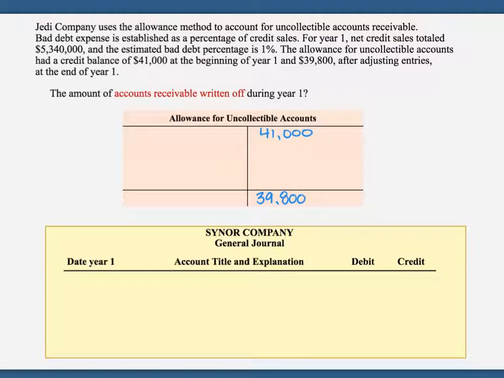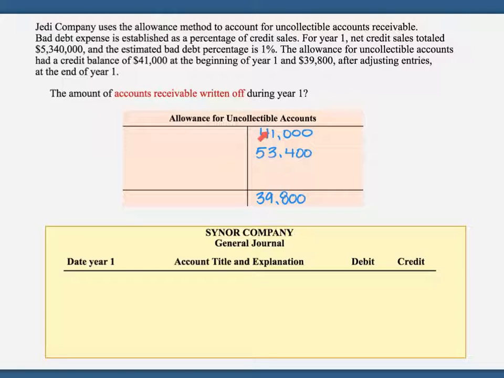And also, in the last slide, we just credited the allowance for uncollectible accounts for $53,400 when we calculated bad debt expense. So what we need to figure out how much of accounts receivable was written off is we need to figure out what the debit is for allowance for uncollectible accounts. So what we need to do is add these two numbers, entries we made during the year, and then subtract our end amount, which will tell us what the debit was that decreased the allowance for uncollectible accounts.